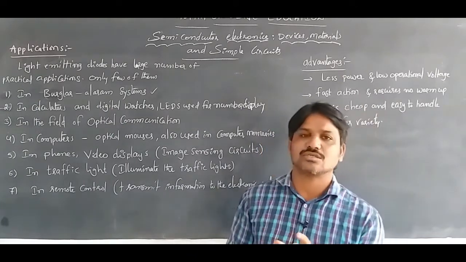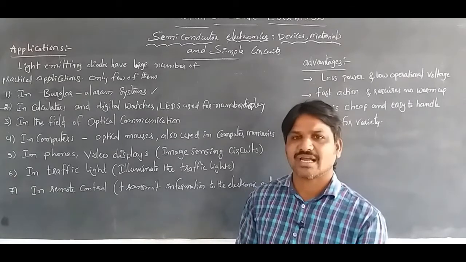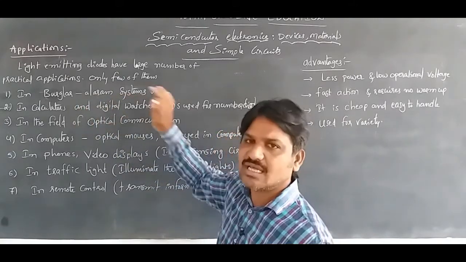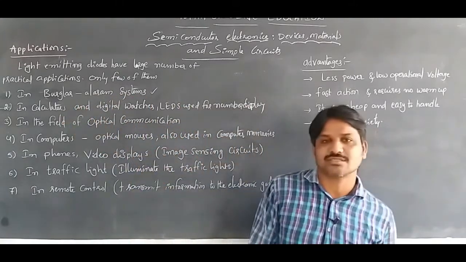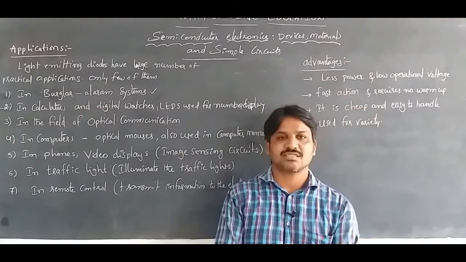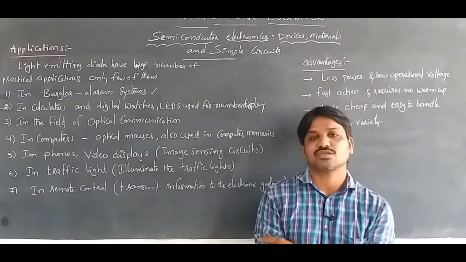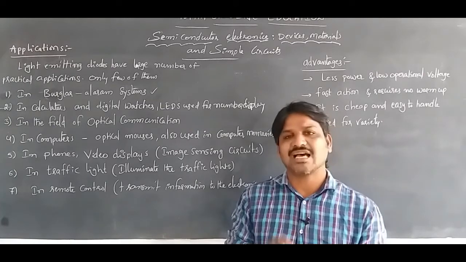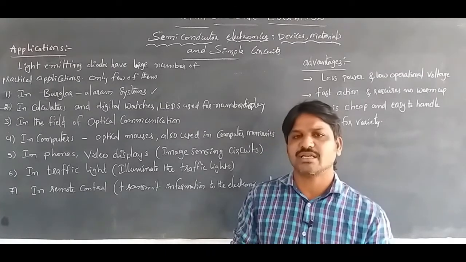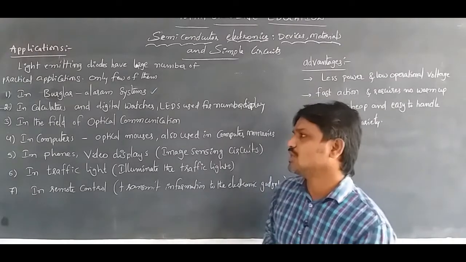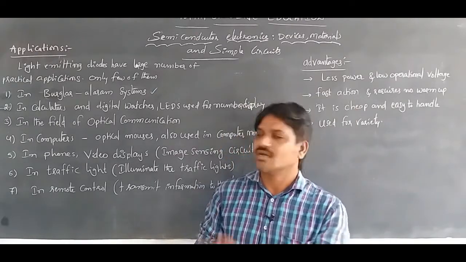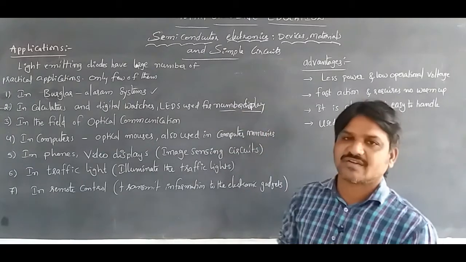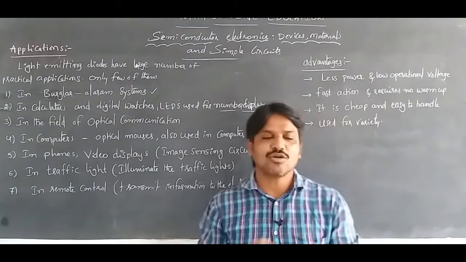That is for the reading purpose as well as the scanning purpose, and also in burglar alarm systems, calculators, and digital watches. Nowadays we use different types of watches for fitness purposes, to know the time, and to display numerical numbers. To display that, small LEDs, light emitting diodes, are used in calculators and digital watches for the number display, and also in the field of optical communication.